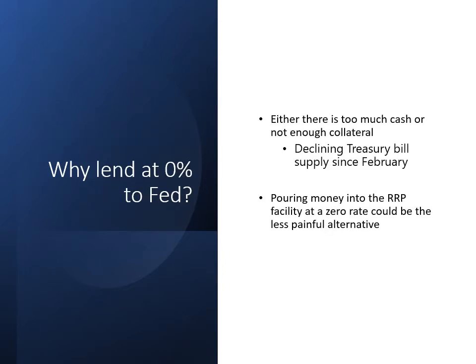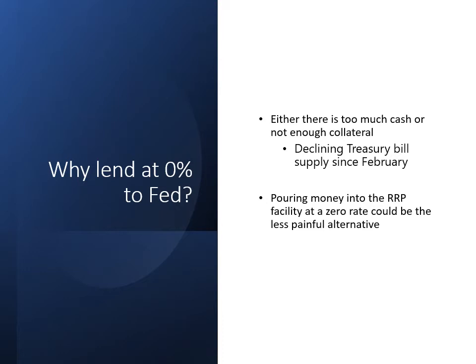Then the next question becomes why are those people willing to lend the money to the Fed, even at an interest rate close to zero, via the reverse repo? Well, the reason is that either there is too much cash or not enough collateral. Remember, we mentioned that there is a lack of short-term investment vehicles due to too much money, and we have seen a decline in Treasury bill supply since February. So some of them are actually aiming for those Treasuries as collateral via the reverse repo from the Fed.